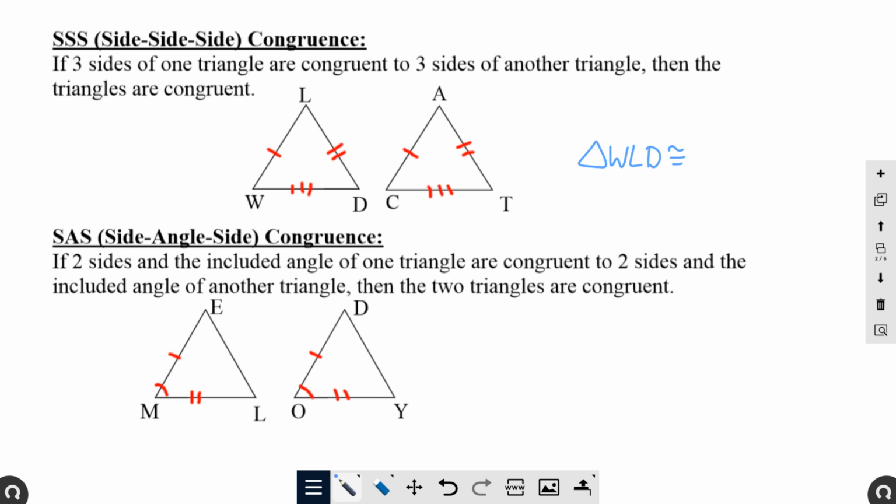And the reason that I'm picking that way to call it is I like to go down the sides that are marked. So see how WL is marked with 1 mark, LD is marked with 2 marks, and then we go back to W, it's marked with 3. So we've got 1 side, 2 sides, 3 sides. Do the same thing with this triangle. Go 1 side, 2 sides, 3 sides, and our second triangle would be named CAT, C-A-T. So triangle WLD is congruent to triangle CAT.